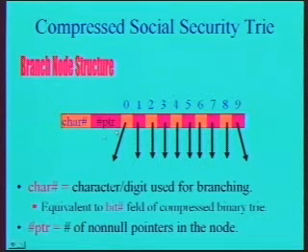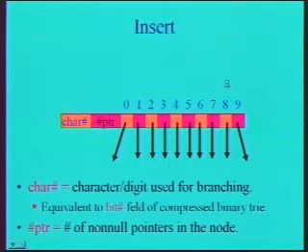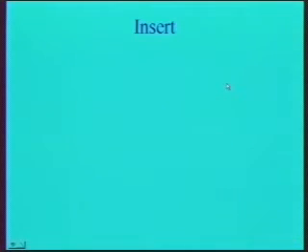Okay. So the structure is somewhat similar to what's used in compressed binary tries, except that here we're keeping track of the number of pointers to avoid having to count how many non-null pointers there are every time you do a delete. Okay. Well, let's take a look at the insert and delete operations. As we'll see, these are just a natural extension of the ones discussed earlier for compressed binary tries.